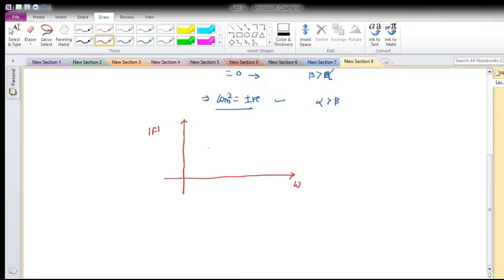When alpha is greater than beta, the real part is more than the imaginary part. Omega m square was beta square minus alpha square, and since alpha is greater than beta, there is no maxima at all. So the response will be something like this. For alpha greater than beta, there is no maxima at all.